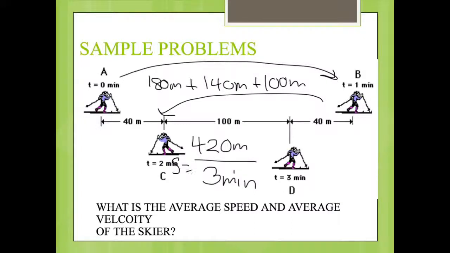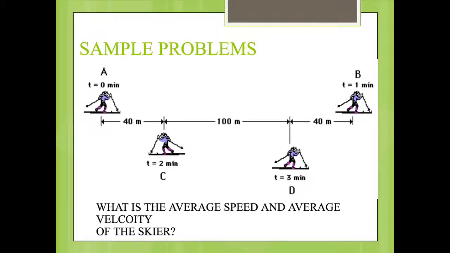So if we're looking at our average speed, it would be 420 divided by 3. That would give us 140 meters per minute. And then you would want to convert that from meters per minute to meters per second.